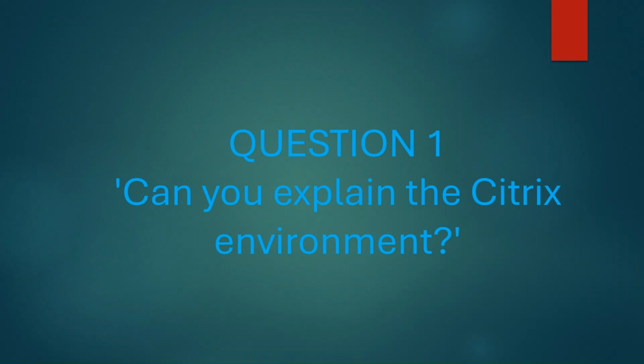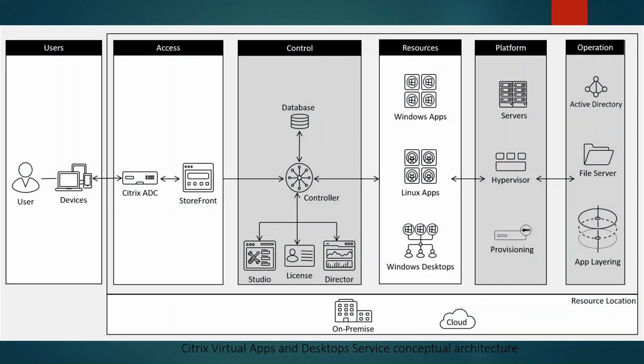Let's get started. The first layer is the user layer. We will begin with the user layer. This is where everything related to the user happens: how they access the Citrix environment and what devices they use. The user layer includes Citrix Workspace. This is the interface through which users access Citrix resources.